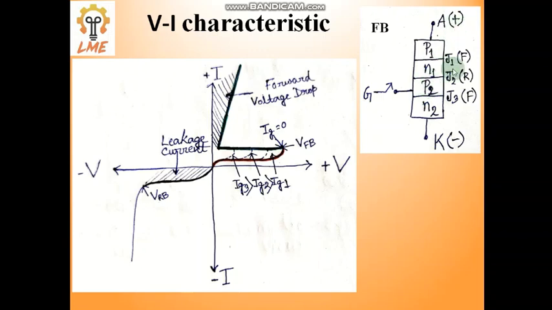So the junction between these, J2, has N positive and P negative, which means it is in reverse bias. In the last junction, the nearest polarity of P2 is positive and the nearest polarity of N2 is negative. So that is why junction J3 is forward biased.